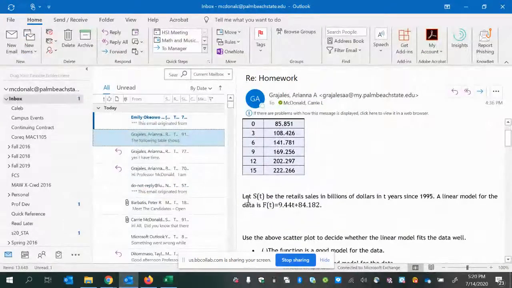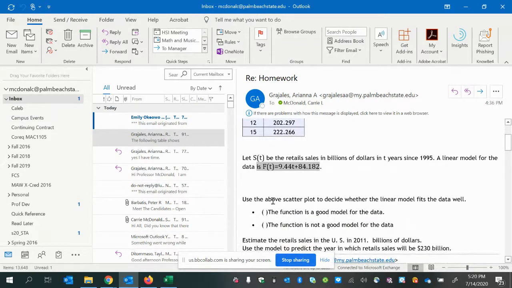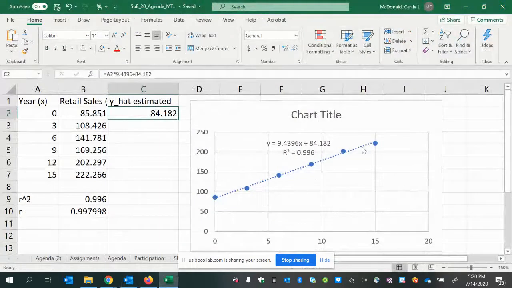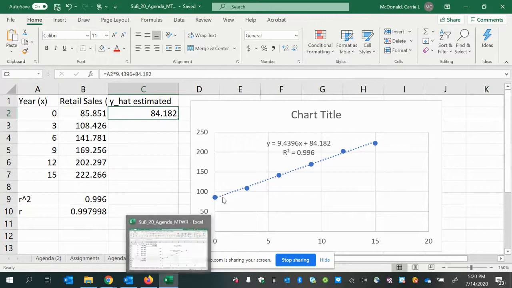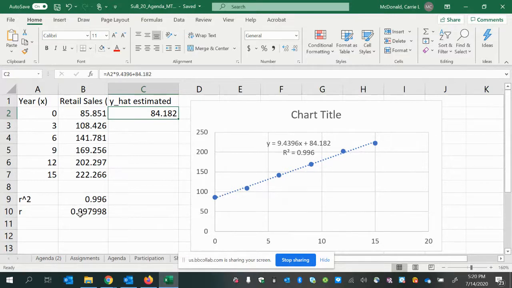Okay, you see how it says here, they give you the equation right there that we just found ourselves. And they say that it's the retail sales in T years since 1995. Then it says use the above scatter plot to decide whether the linear model fits the data well, and the trend line fit the scatter plot data very well. So we would look at the strength of the linear correlation and the strength of R squared and say, yeah, this looks like a good model.